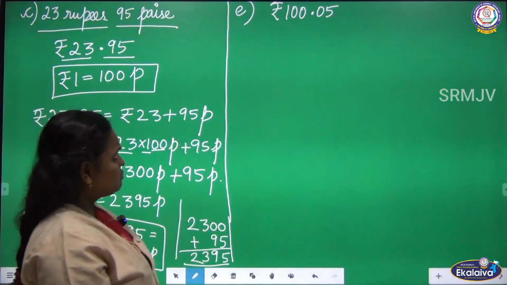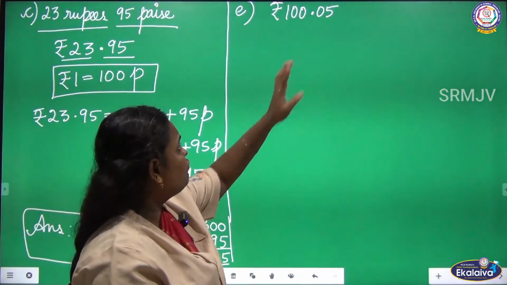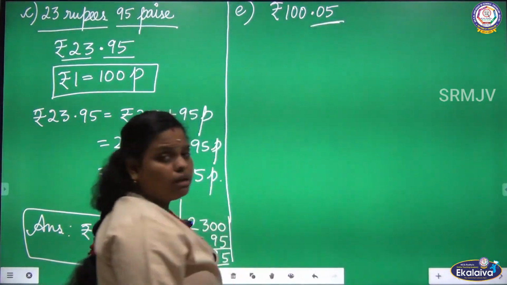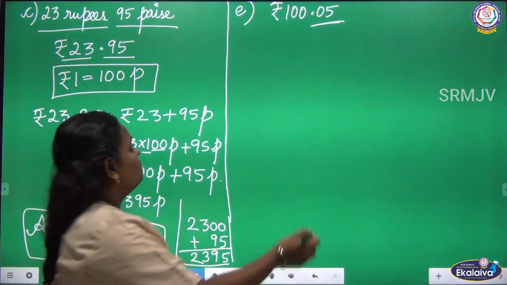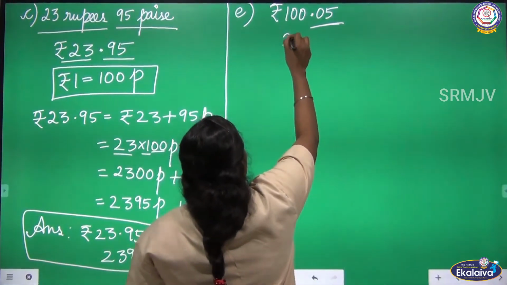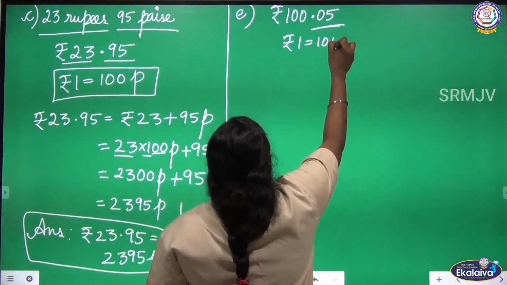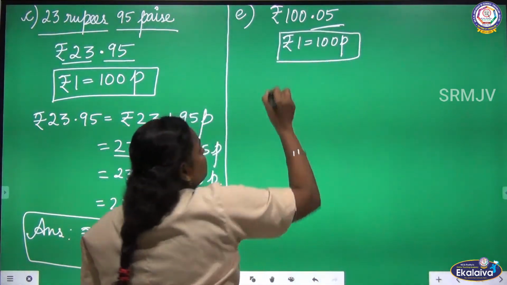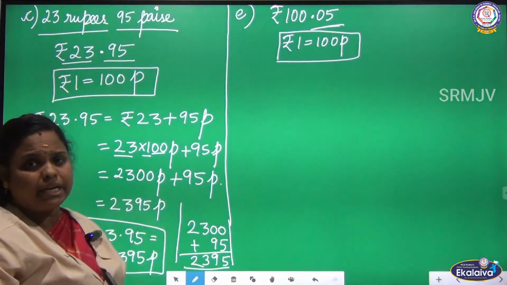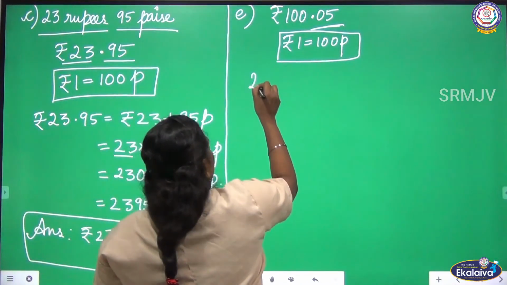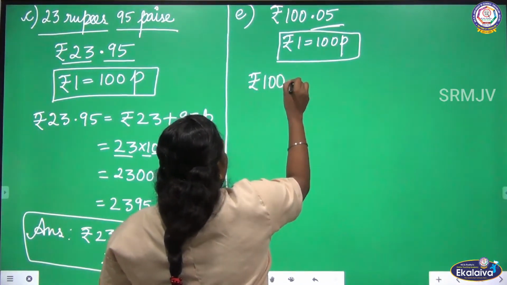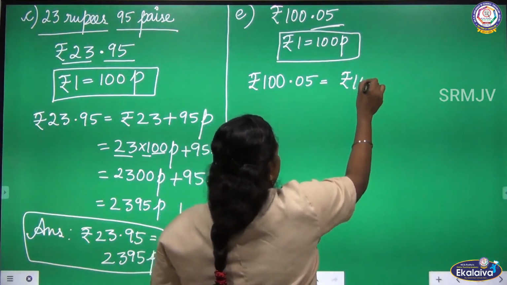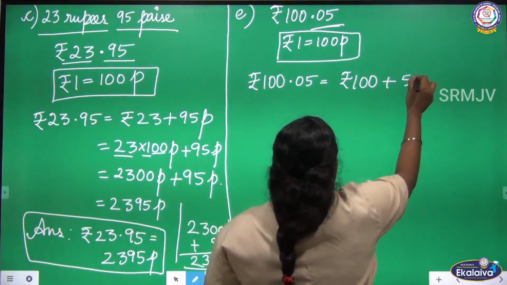Next one, 100 rupees 5 paise. Only they have given 5 paise. This is not 50 paise, children. This is only 5 paise. So 1 rupee equal to how many paise? 1 rupee equal to 100 paise. So we are going to convert 100 rupees 5 paise into paise. So you can write 100.05. So we can write this is 100 rupees plus 5 paise.